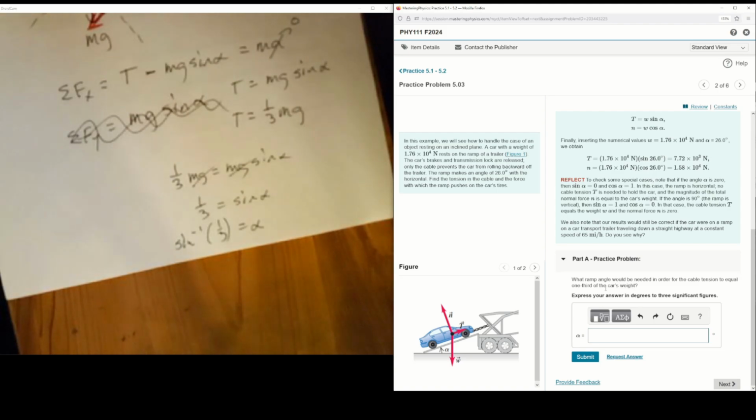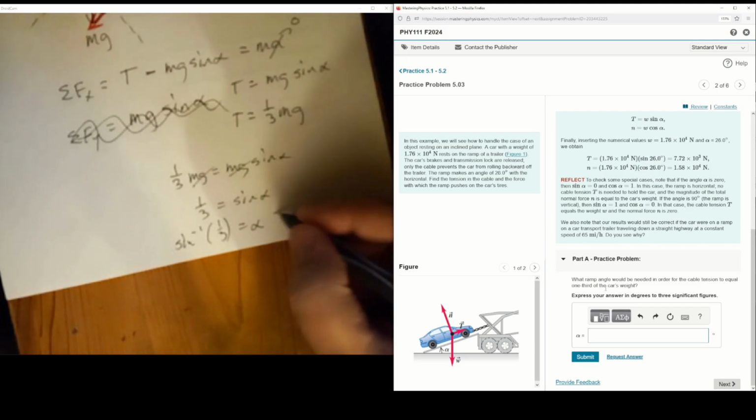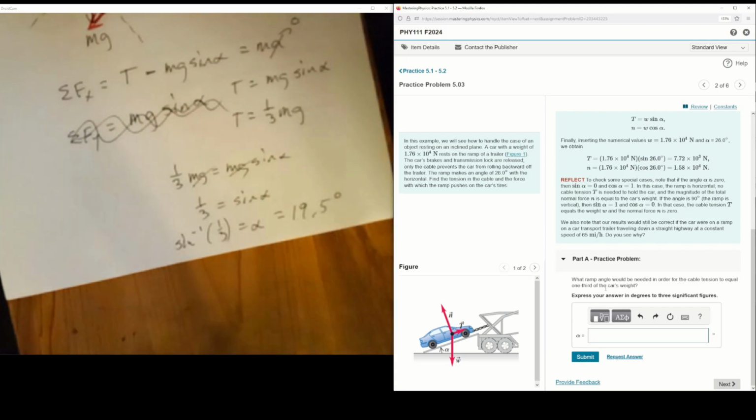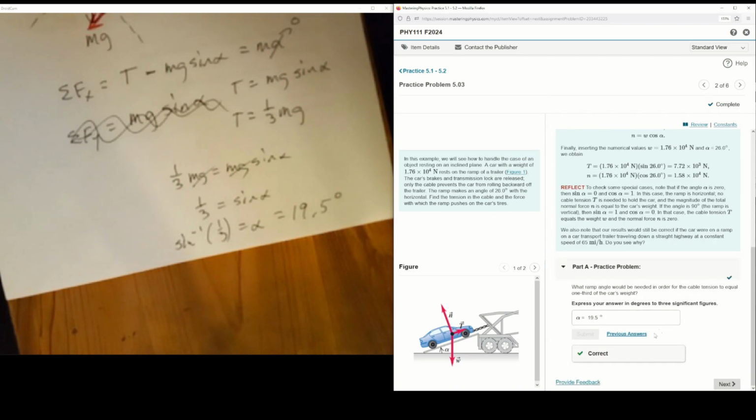Make sure your calculator is in degrees. I know I'm in radians, so let me switch that to degrees. Now arc sine of 1/3 is 19.5 degrees. I'm just going to round to 1 decimal place, and that's my answer. They didn't say anything else about it. Sometimes they have a little blurb, but there is the answer.